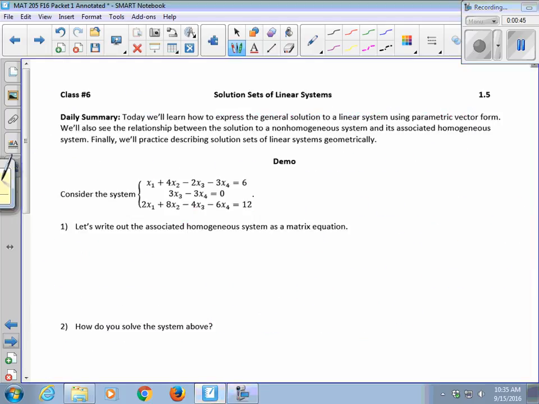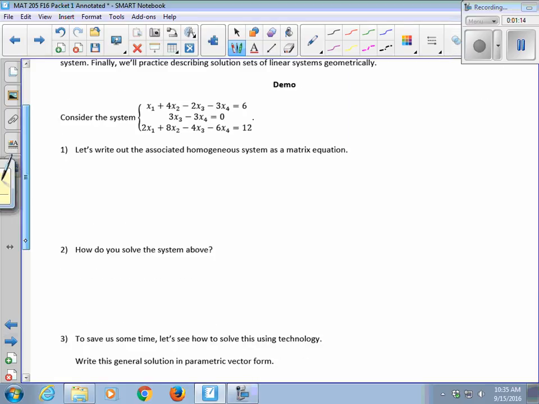Okay, so today we're going to learn how to express the general solution of a linear system using something called parametric vector form. You already know how to solve it, and we already know one way of writing the solution down. We're just going to learn a new way of expressing the solution. Then we're also going to see the relationship between the solution to a non-homogeneous system and its associated homogeneous system. And we'll practice describing sets of linear systems geometrically.